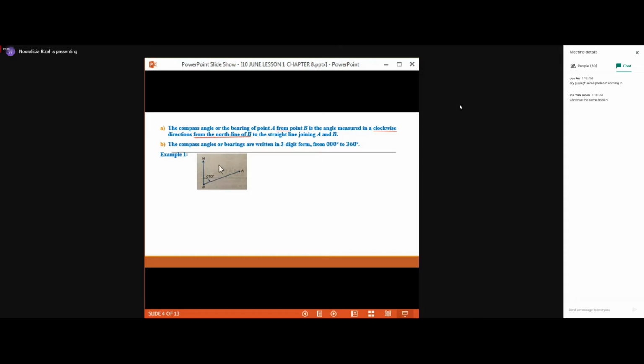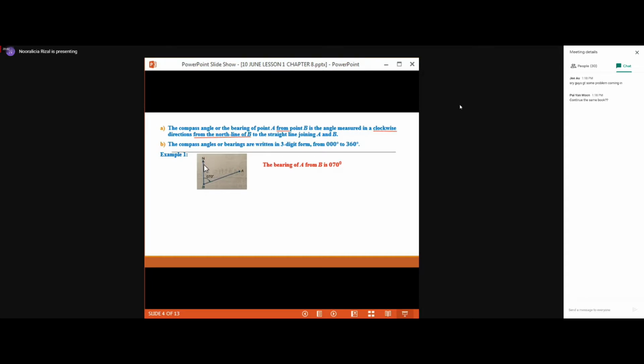Okay, so for this example, the bearing will be 070. It's clearly there. All right, any problem? So I told you, we keep on repeating the important things, which is from where. It's from point B. Then if you have from point B, you must get the north line.